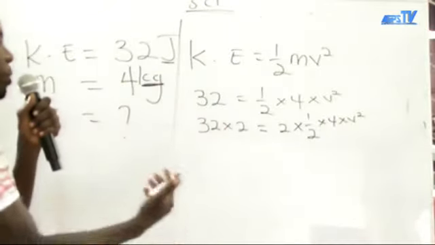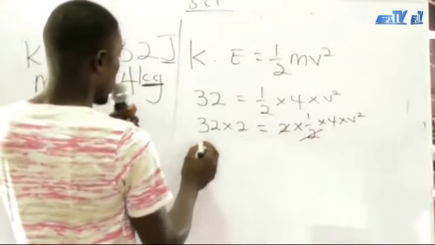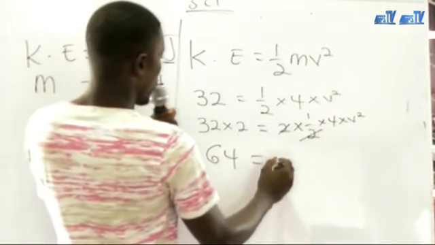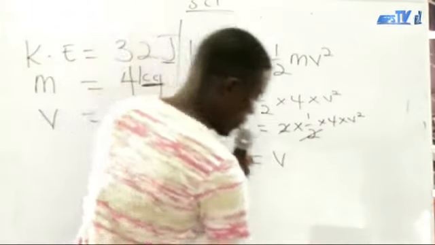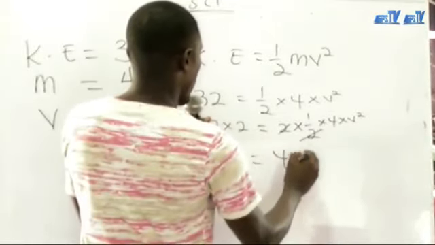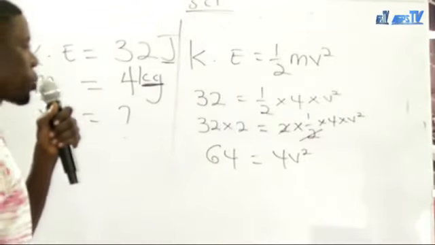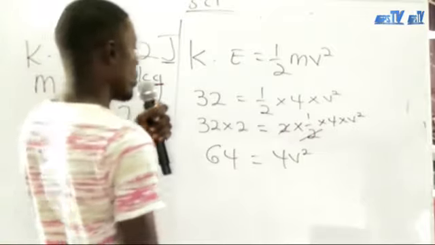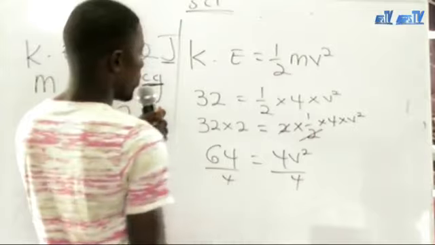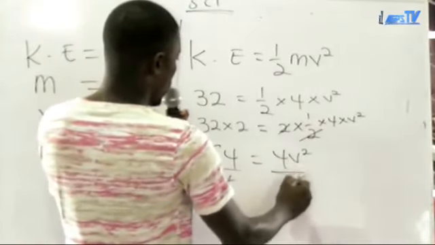You can also use this formula to do it. So here, this one will cancel this. We have 32 times 2, you get 64, is equal to 4 V square. So here you divide both sides by 4. This 4 will cancel this 4.